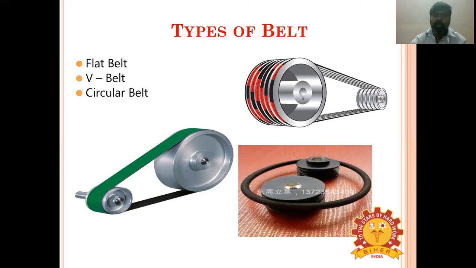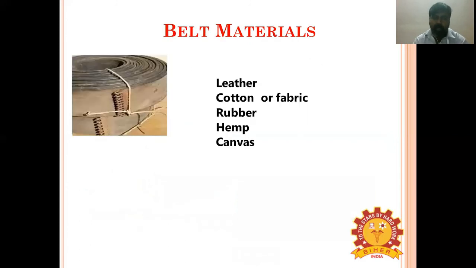This belt drive is commonly used for the transmission of power when an exact velocity ratio is not required, right? It transmits the power from one pulley to another pulley. These are all the images. These are the belt materials which we are using. For a flat belt, we can have leather, canvas, cotton, and rubber. For V-belt, we have rubberized fabric and rubber, and for rope, cotton, hemp, and manila, right?